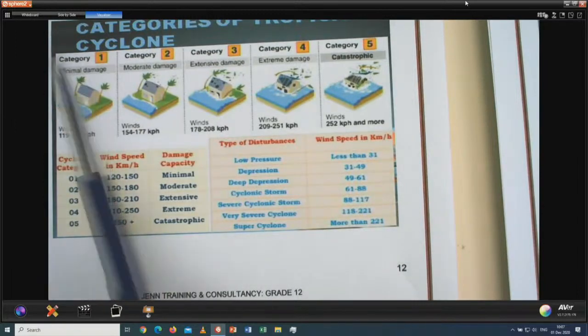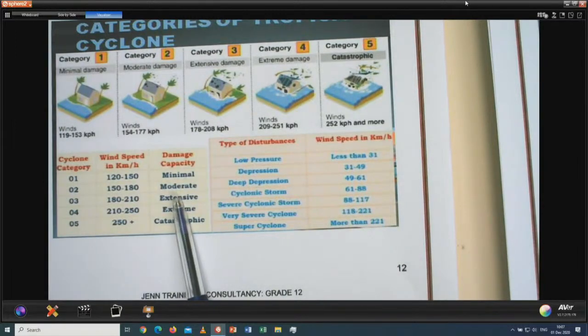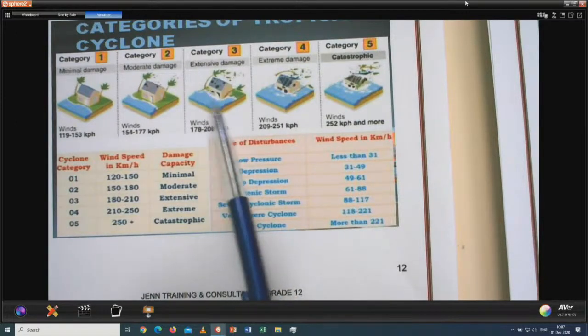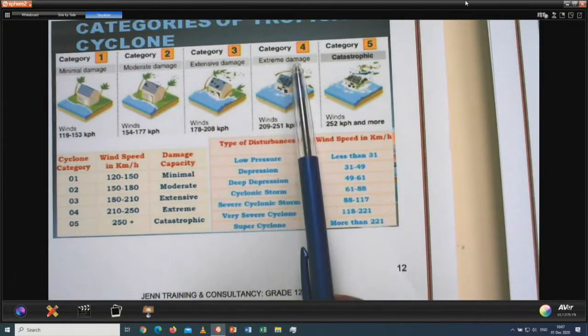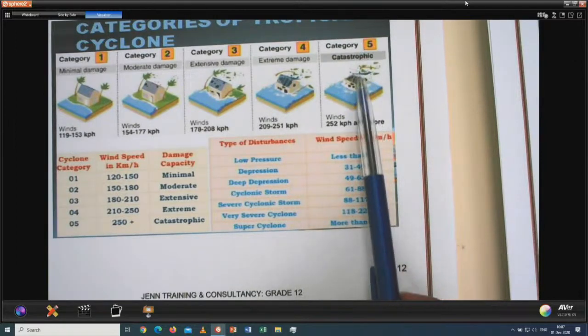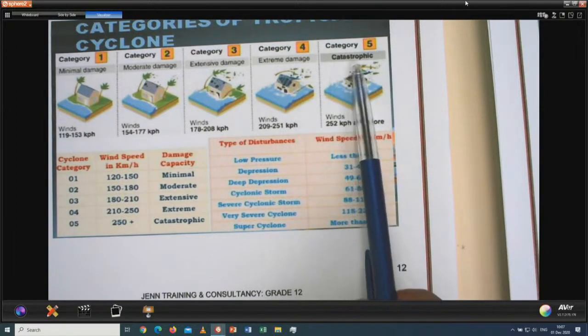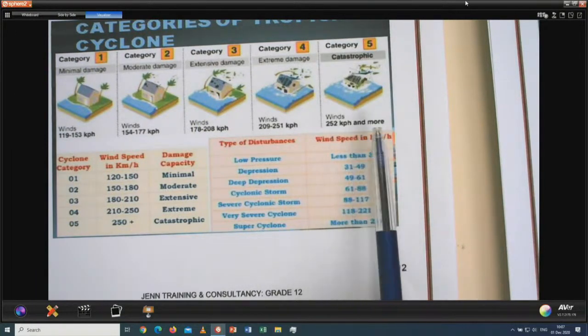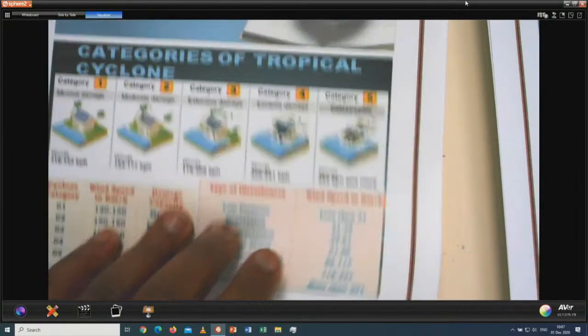Category 1 has minimal damage, 2 has moderate damage, 3 has extensive damage, as you can see in this building, 4 has extreme damage with wind speeds of around 209 to 251 kilometers per hour, and category 5, which is the last category, the results are catastrophic with wind speeds exceeding 252 kilometers per hour and more. And then let us look at the management strategies after the system has taken place.